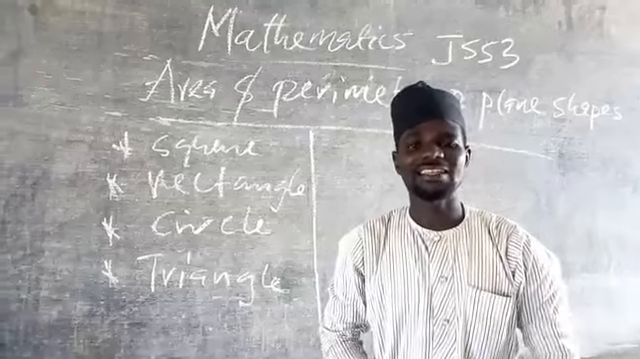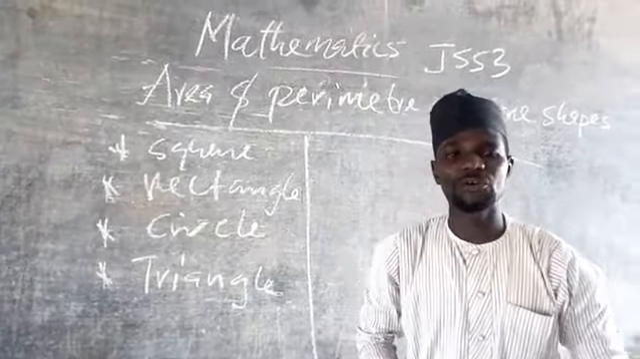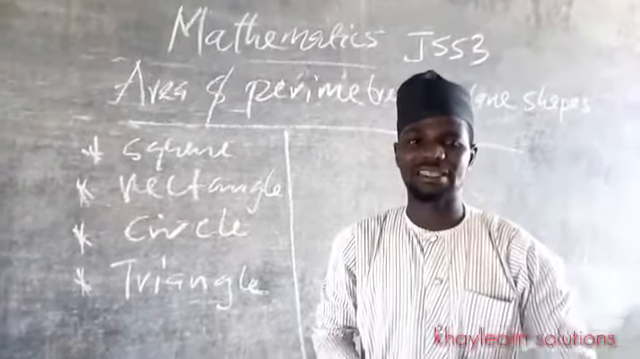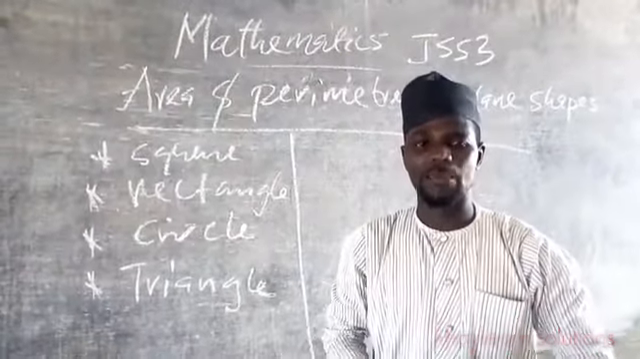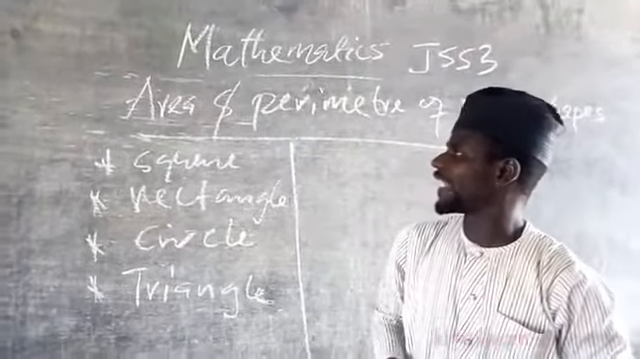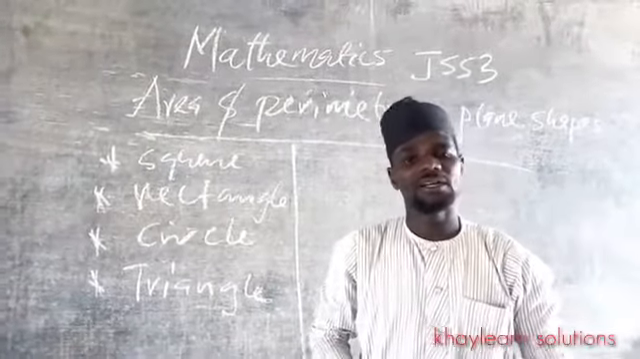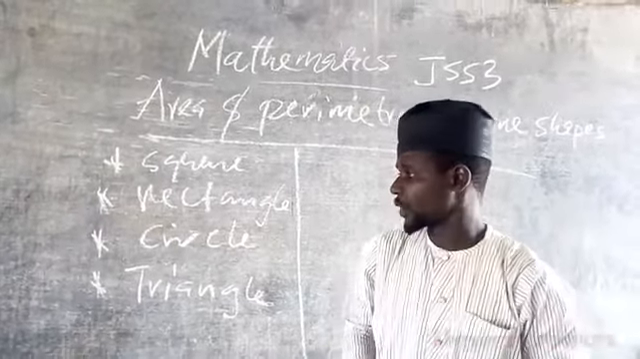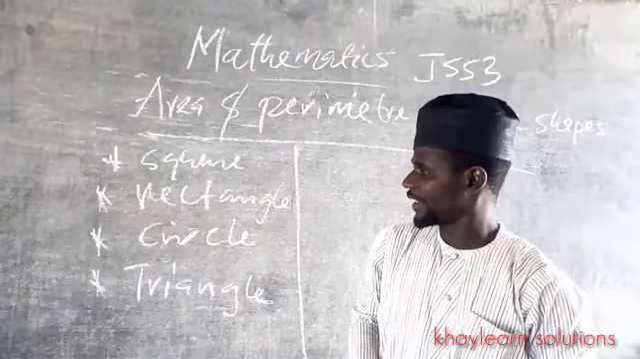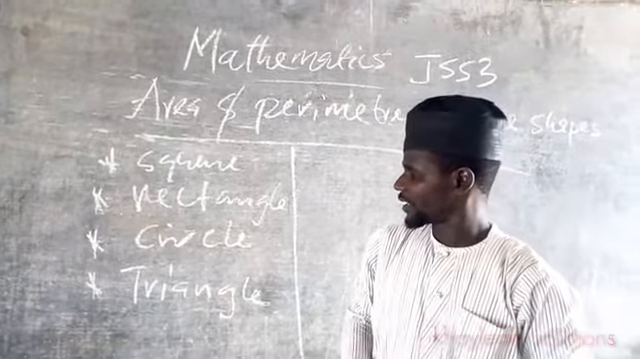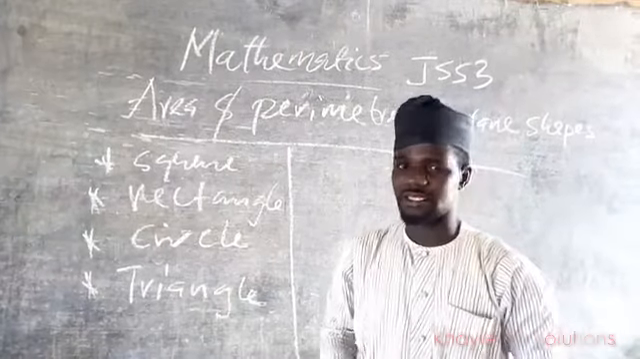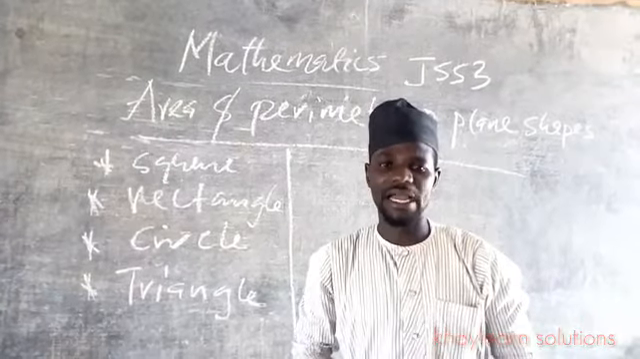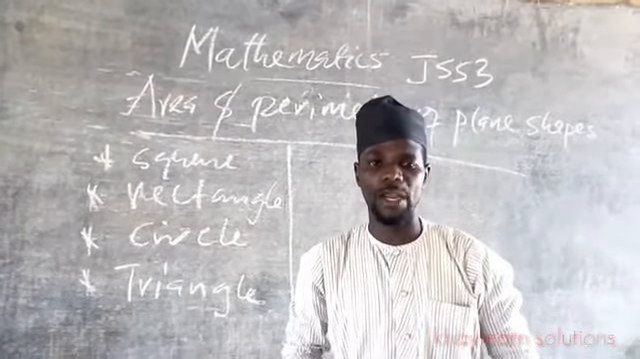Alright, good morning class. Today I brought for you a brand new topic after trigonometry, which we discussed in the last classes. This time around we have area and perimeters of plane shapes. Under this topic, we are going to look at the square, the area and perimeter of a square, rectangle, circle and triangles. So let's see how we can find the area and perimeter of these shapes one by one.